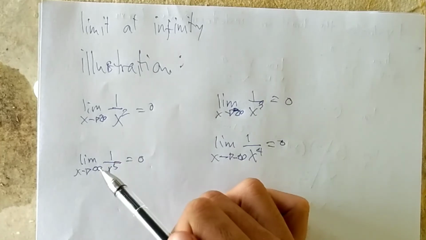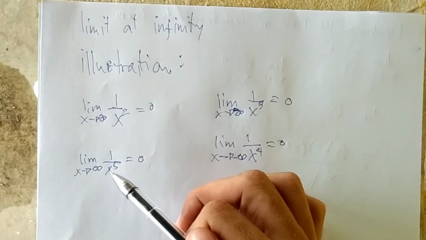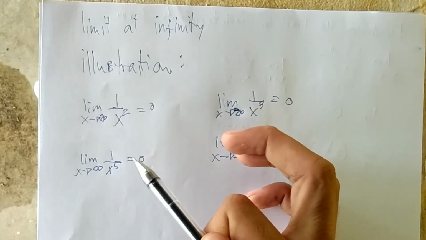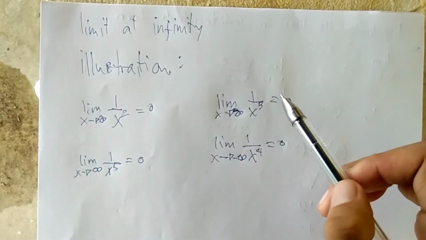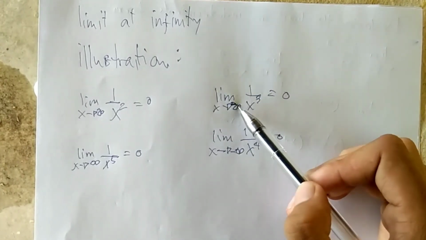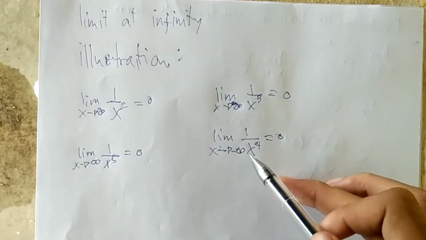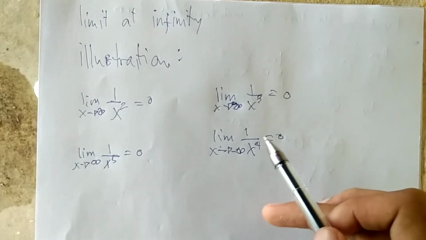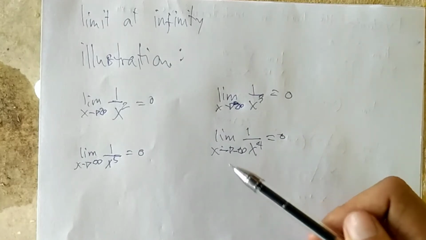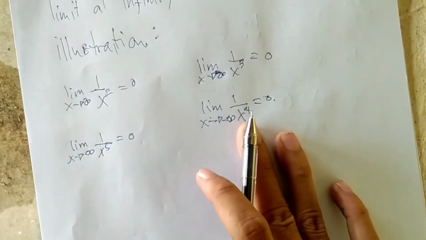The limit of 1 all over x to the power of 5 as x approaches infinity is equal to 0. The limit of 1 all over x cubed as x approaches negative infinity is equal to 0. The limit of 1 all over x to the power of 4 as x approaches negative infinity is equal to 0. So let's make an example.